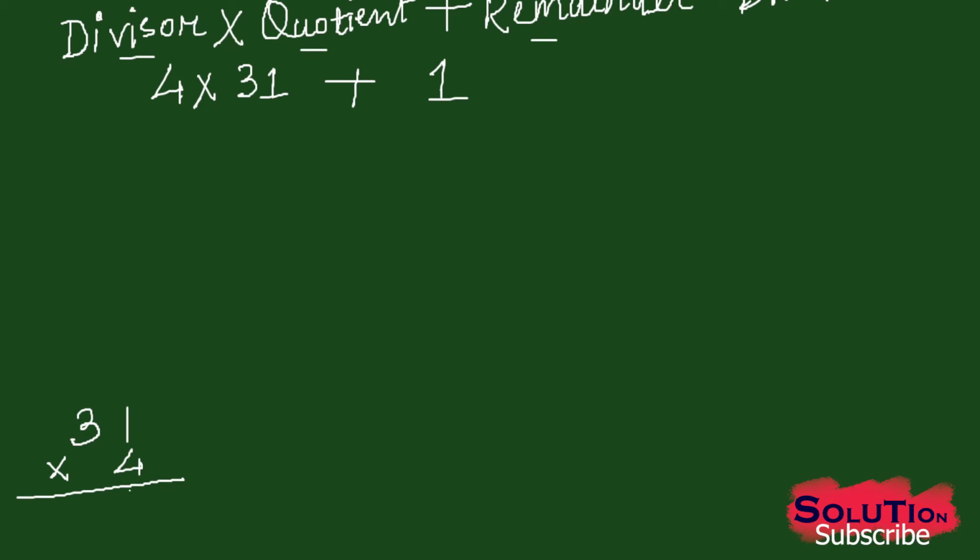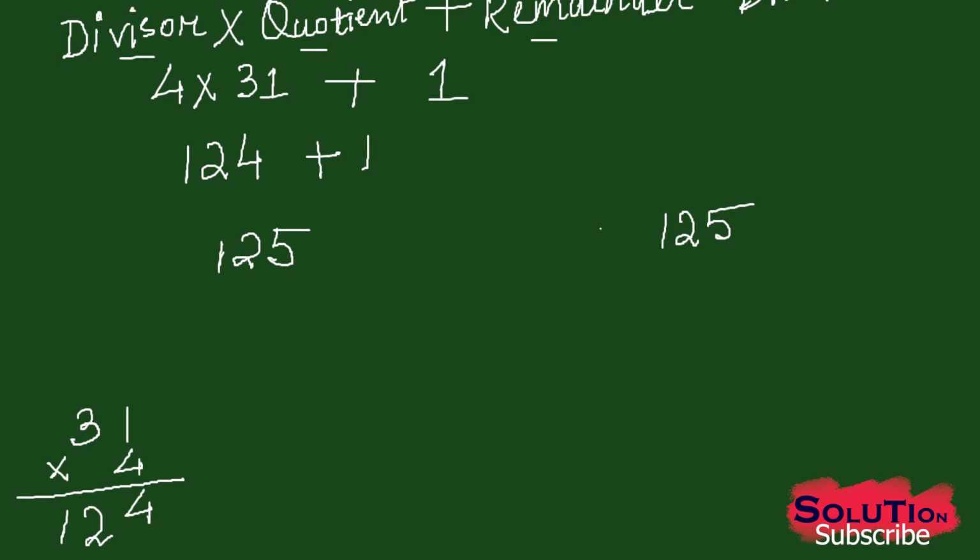So if I multiply 4 and 31, 4 into 1 is 4, 4 into 3 is 12, so the answer will be 124. So 124 plus 1, that will be 125. And you can see our dividend is also 125. That means both sides are equal. That means we have solved the problem correctly.